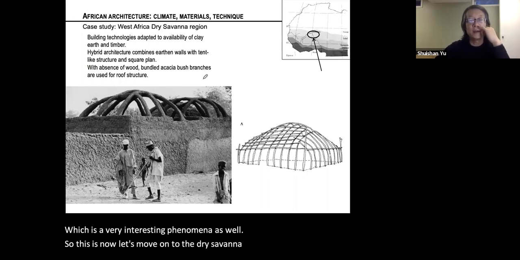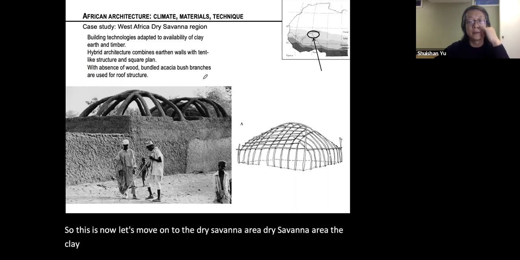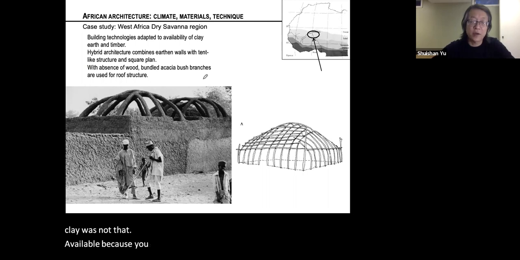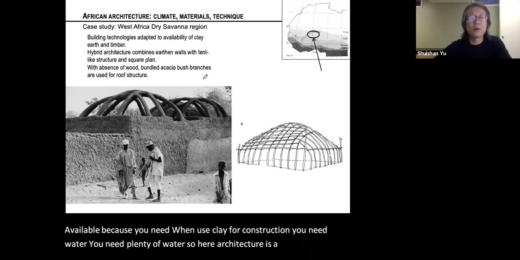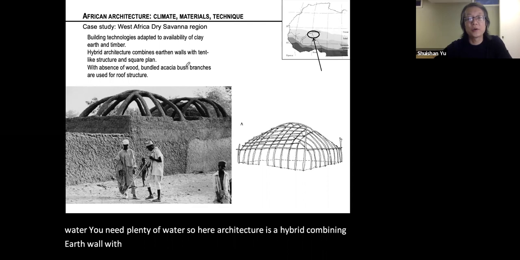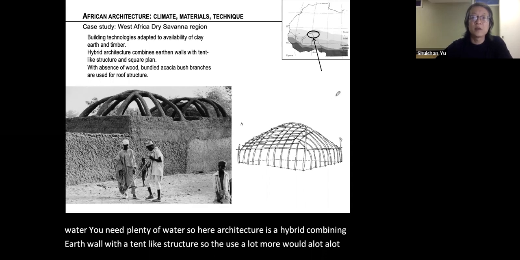In the dry savanna area, the clay was not that available, because when you use clay for construction, you need water. You need plenty of water. So here, architecture is a hybrid, combining earth wall with a tent-like structure. So they use a lot more wood, a lot more plants.